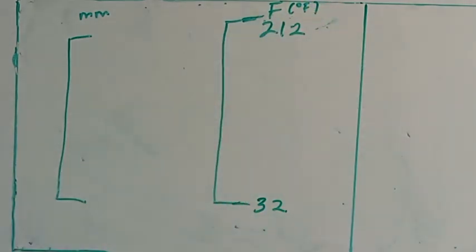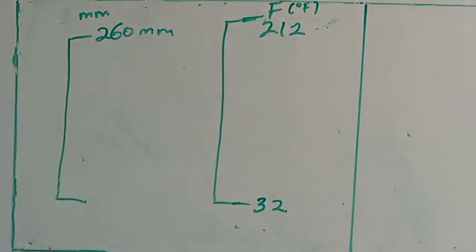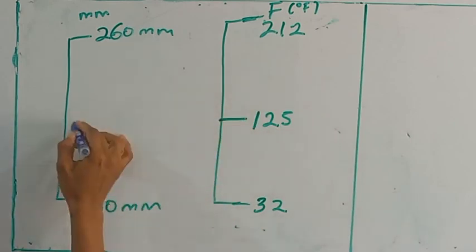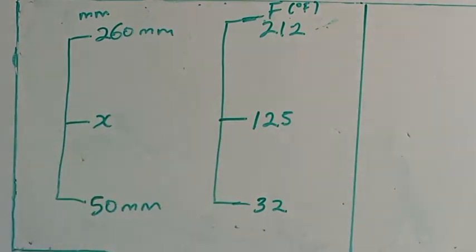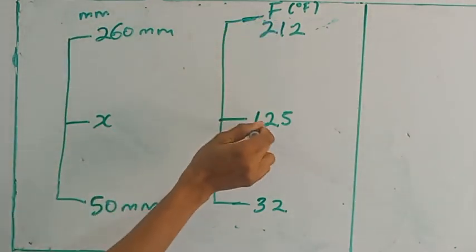Remember the question said a temperature scale has an upper fixed point of 260 millimeters. That means we have 260 millimeters for that particular one, and the lower fixed point is 50 millimeters. So what will be the reading on the scale when a thermometer reads 125? We'll use X. We want to find the reading on that scale when the Fahrenheit scale reads 125.